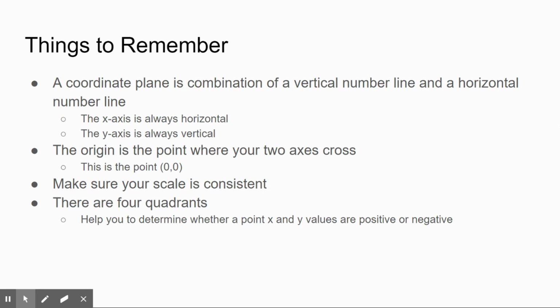Make sure your scale is consistent. For right now, keep it 1 to 1. Make sure both up and across are just 1. But when you get good at this, you can change it. Just make sure that it stays consistent. Finally, there are the 4 quadrants. For right now, you just need to remember that there are 4 of them. They go counterclockwise. They're going to help you determine whether a point's x and y values are positive or negative. That's all you need to know about quadrants for right now.